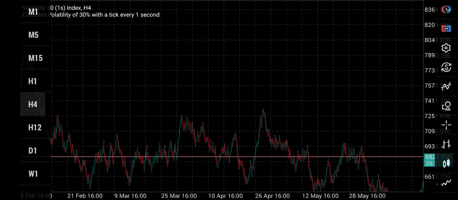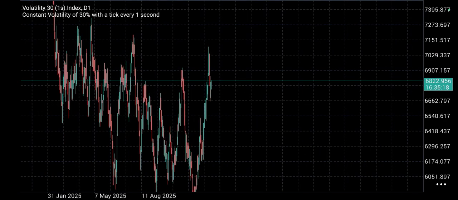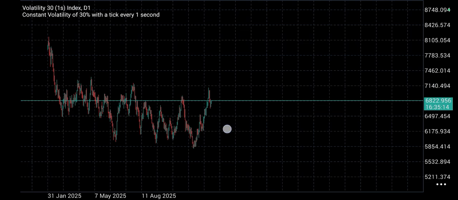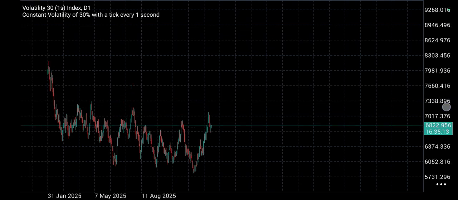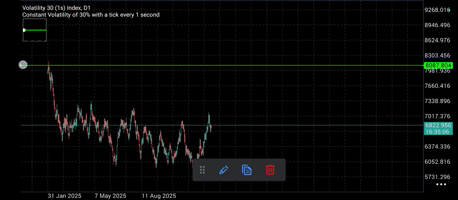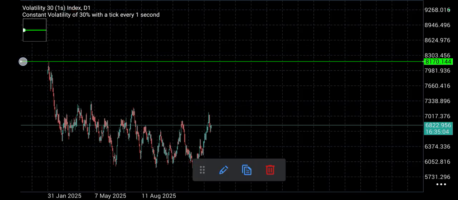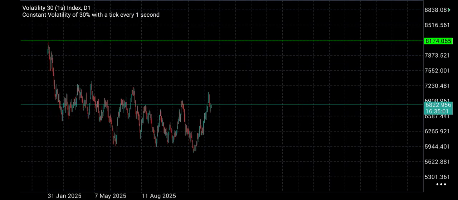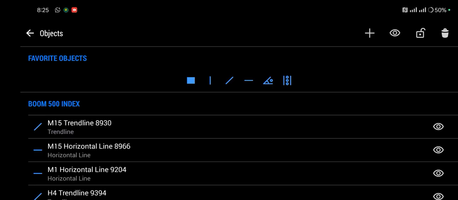Okay, I think I prefer to start my analysis from H4. But before then, you need to mark out the highest point of the market and the lowest point of the market so that you can know what you are doing as you progress. You understand? As you move into other time frames, you know that okay, this is what I'm doing and this is what I'm up to. So what am I going to be doing there? I'm going to mark out the highest. So this is going to serve as my resistance, and this is going to serve as a support.